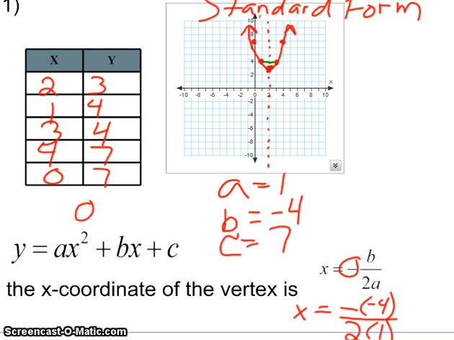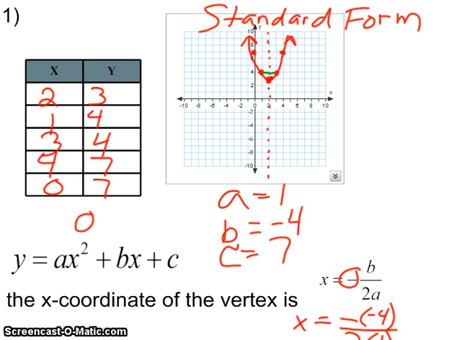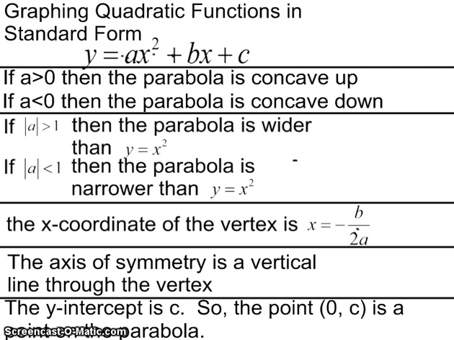Let me talk about a few things before I let this problem go. I'm going to go back to this screen. You wrote this in your notes already. We talked about standard form a little bit. If A is greater than 0, then the parabola is concave up. If A is less than 0, then the parabola is concave down. What is A for this problem? 1. Is 1 greater than 0 or less than 0? Greater than 0. That means the parabola is concave up.